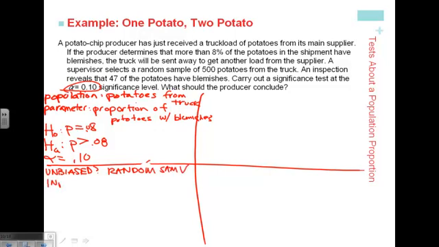Okay. What's the second condition? Independent. Since we are sampling without replacement, this is where we use the population size greater than or equal to 10 times our sample. The sample is 500 potatoes; 47 have blemishes, sorry. So 10 times 500. Do we believe that there are more than 5,000 potatoes on that truck?